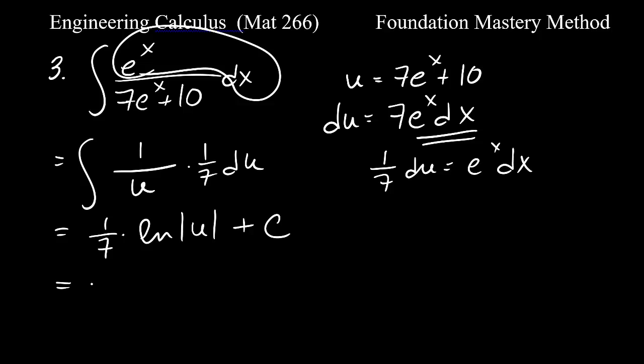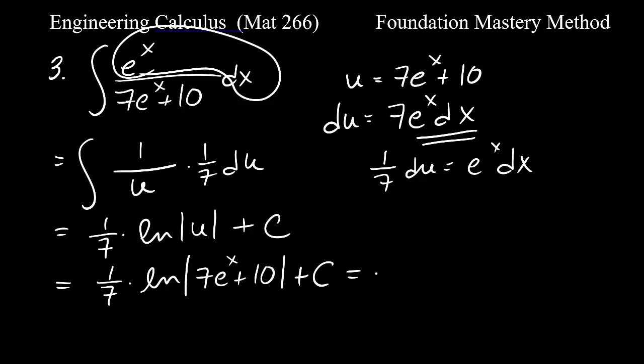And finally, doing our back substitution, we'll have 1/7 times the natural log of the absolute value of 7e to the x plus 10 plus our constant of integration. And here we could, if we wanted, drop the absolute value sign, because 7e to the x plus 10 will always be positive.